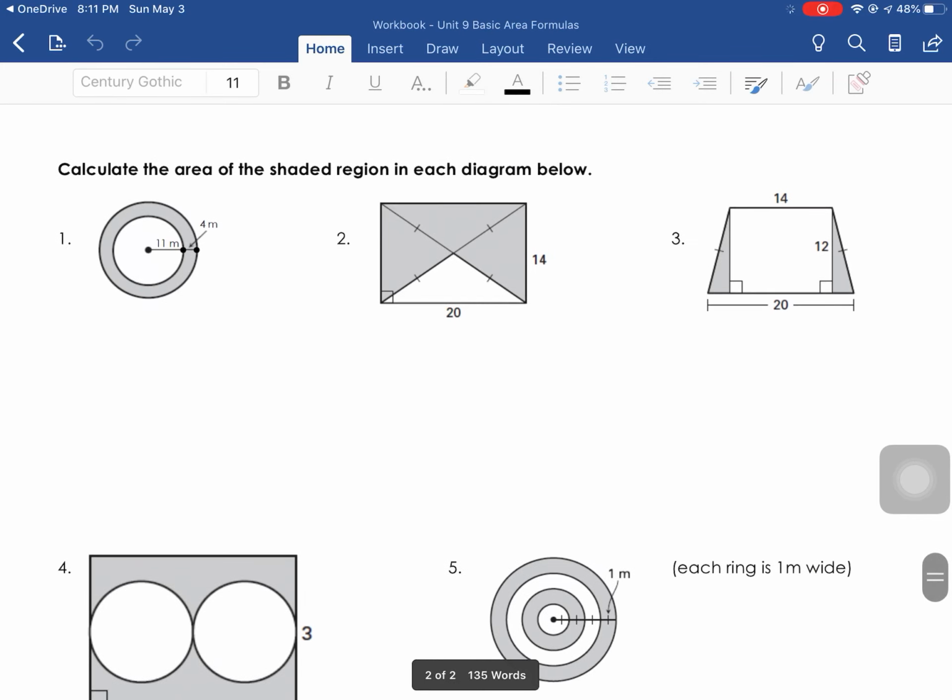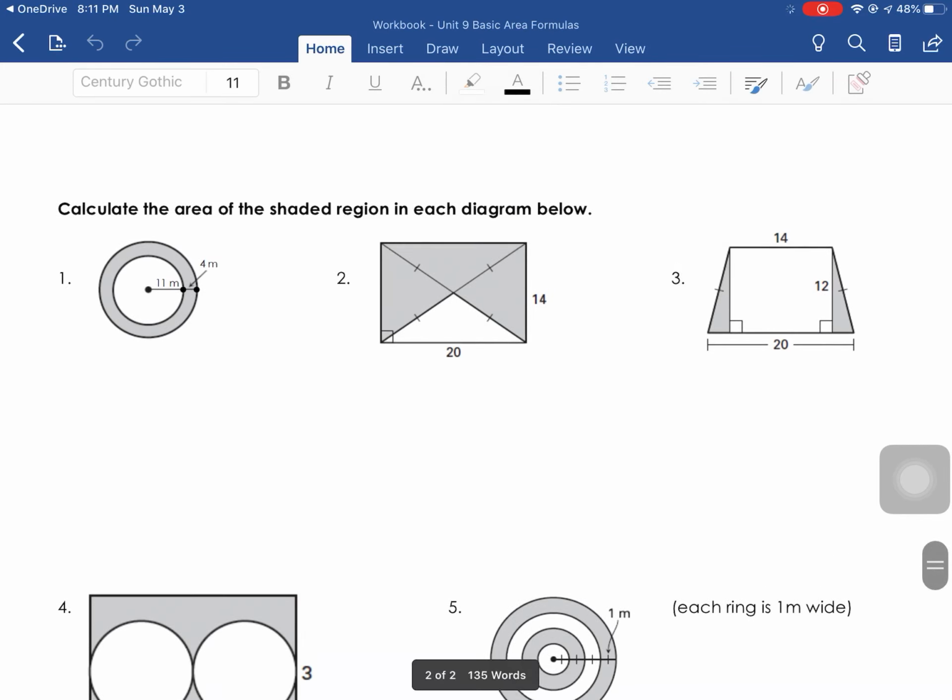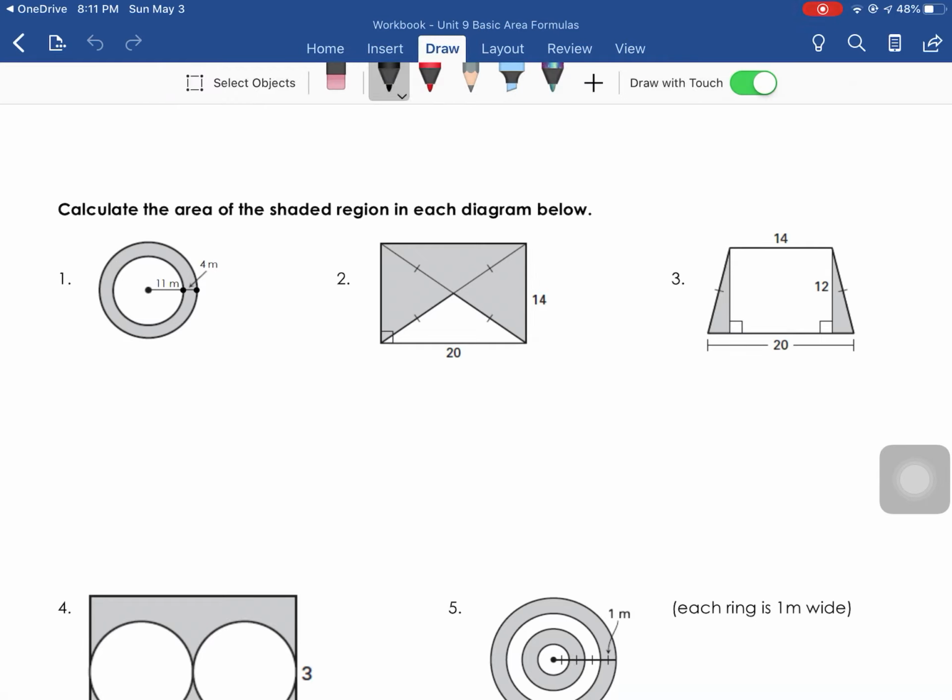All right, so number 1 of the shaded regions. We have a circle, and it wants us to calculate the area of the shaded region in each diagram below. So for this circle, we have technically 2 different circles. We have this inner circle, which is 11 meters with its radius, and then the outer circle is 4 meters extended onto that, so technically the big circle is 15. But if we want to find just the shaded region, what we can do is figure out the area of the big circle, the area of the small circle, and then just subtract them.